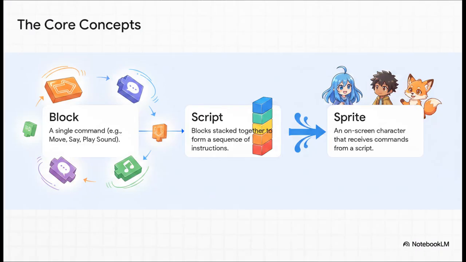A block is like a single word, a simple command like move, or say, or play sound. Now, when you stack these blocks together, you're creating a script. That's your sentence, a full instruction. And who follows that instruction? The sprite. That's the character or the object on your screen. So basically, the script tells the sprite what to do. It's a really simple and logical system.